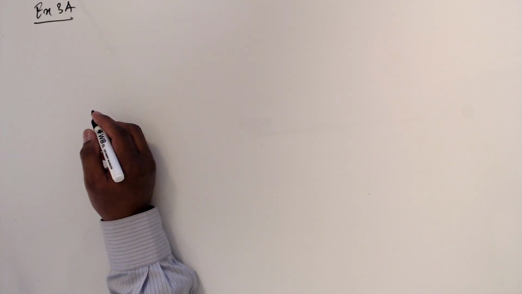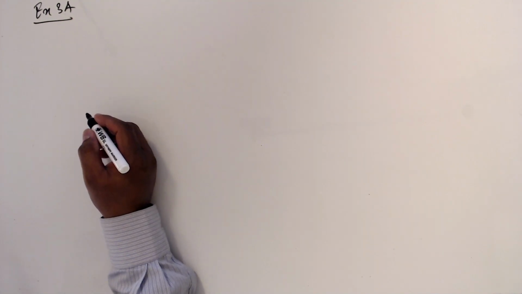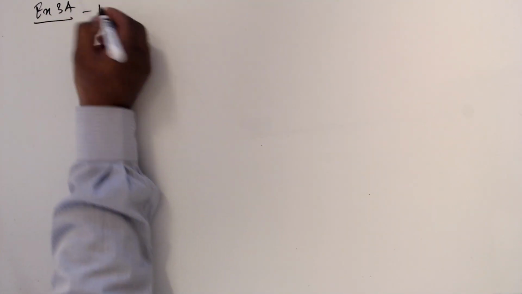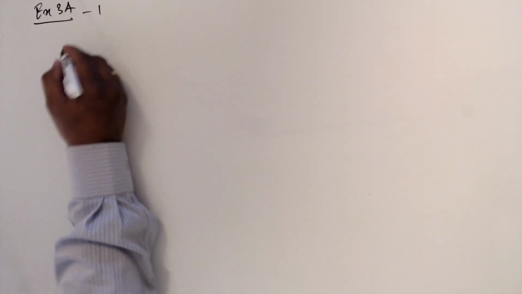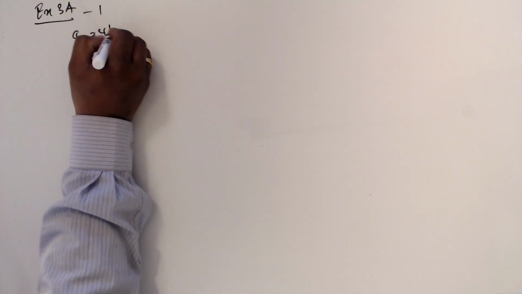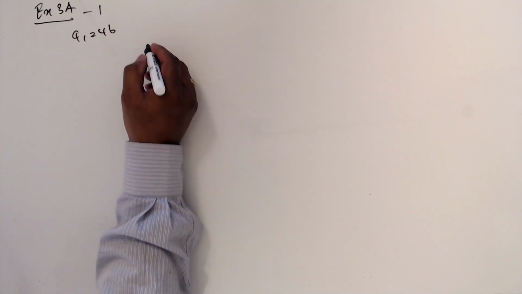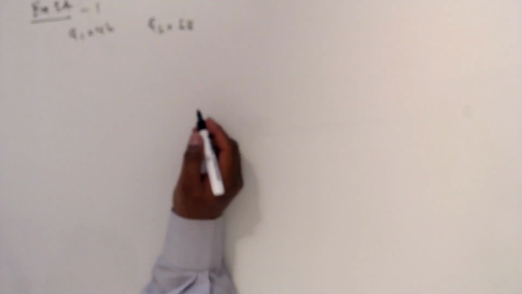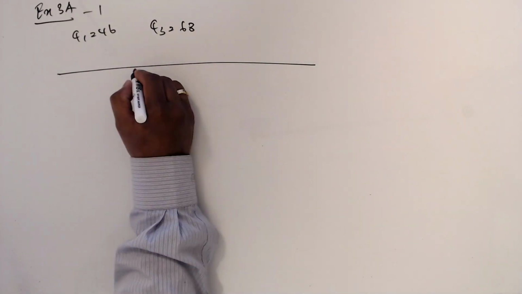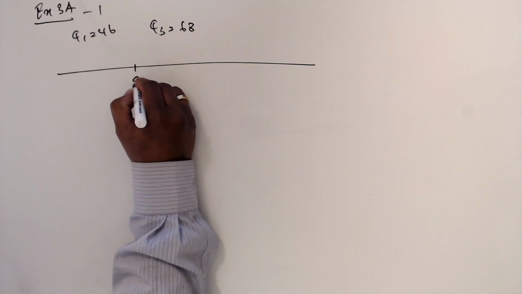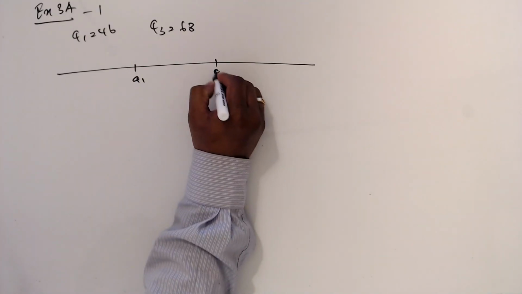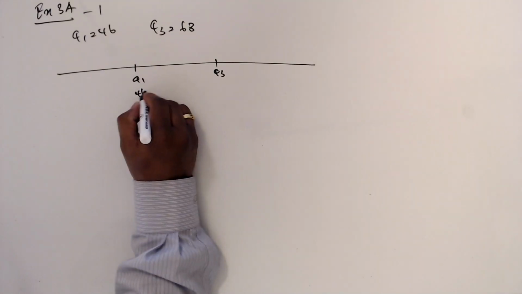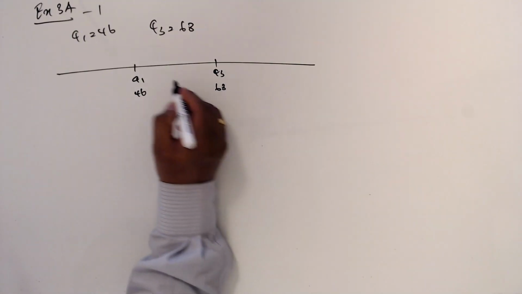Exercise 3A, question number 1. So Q1 equals 46, Q3 equals 68. So this is Q1, this is Q3, so this is 46, 68.